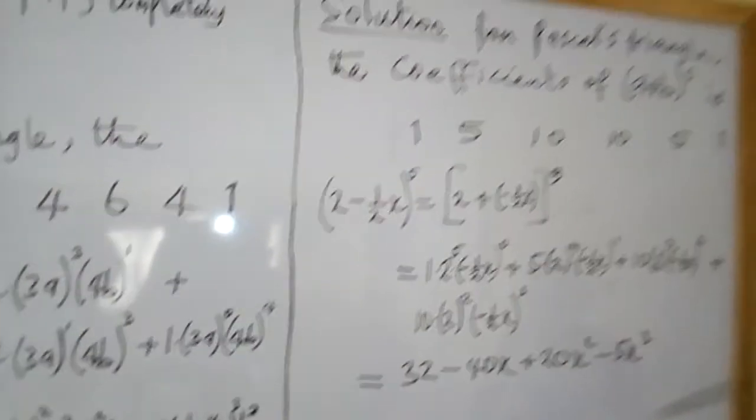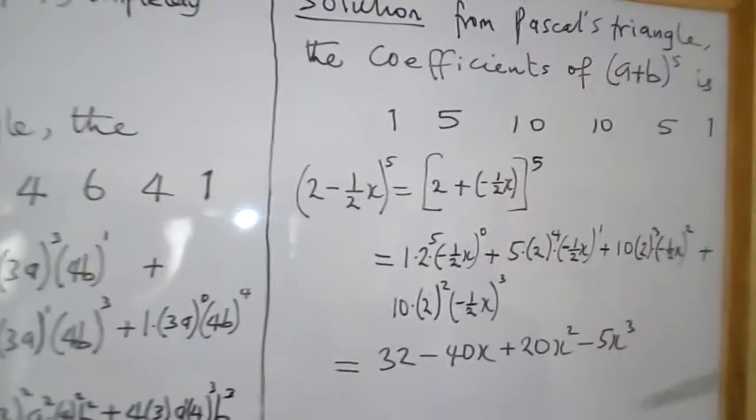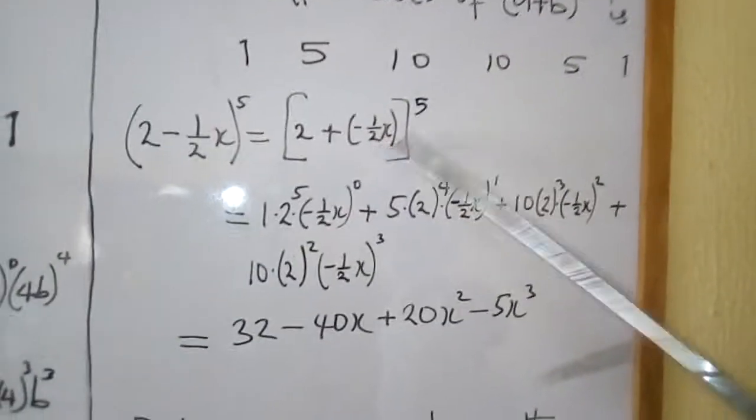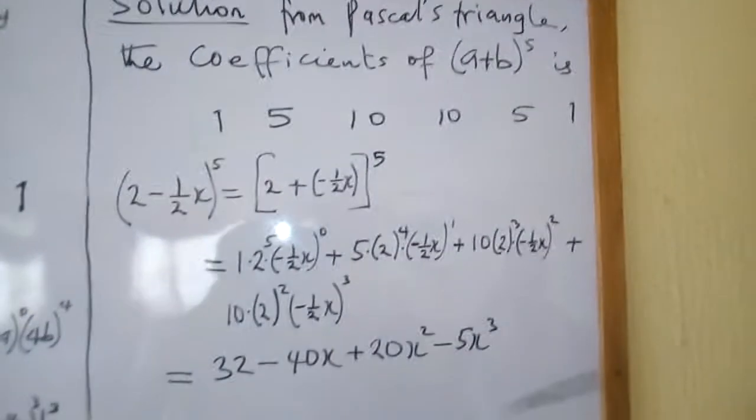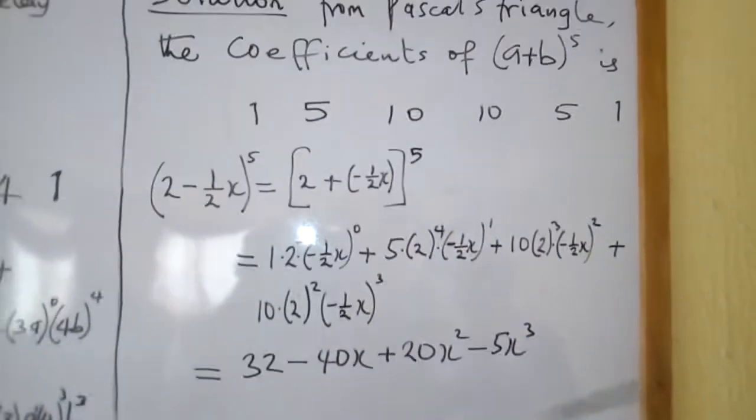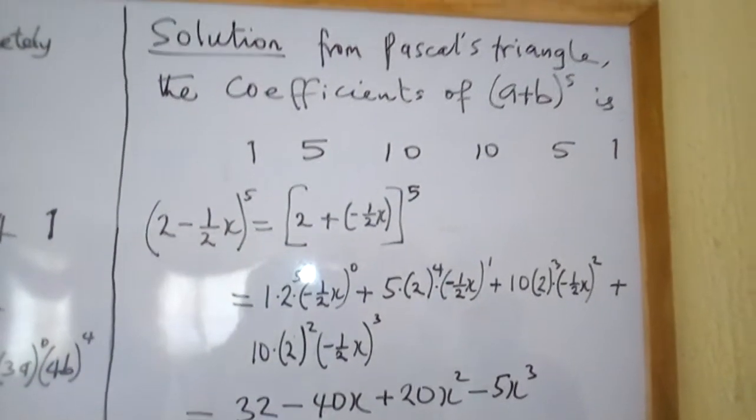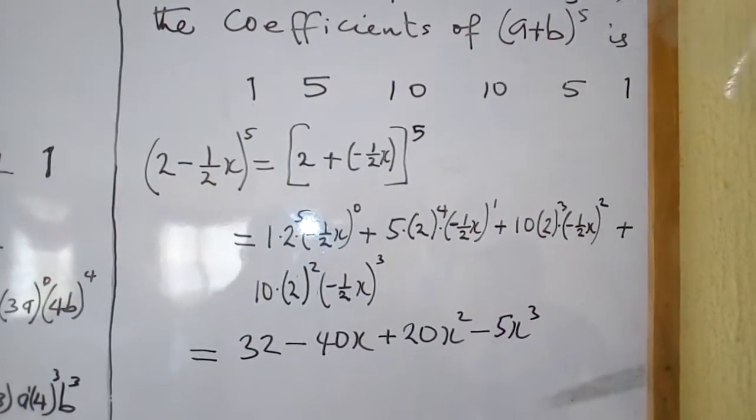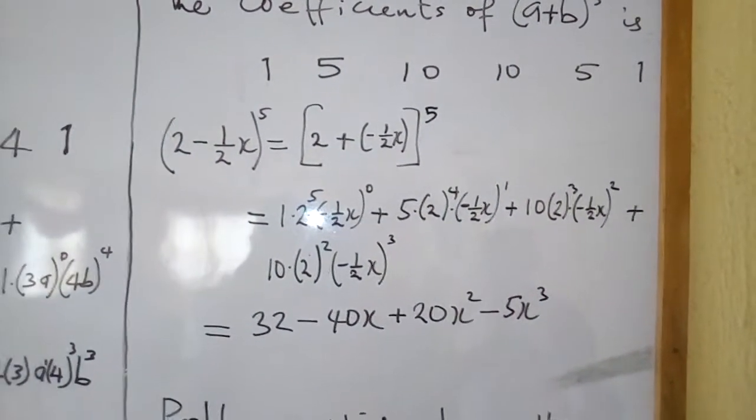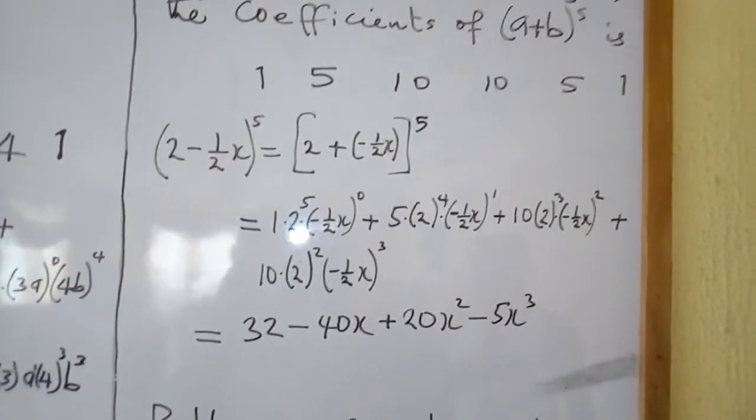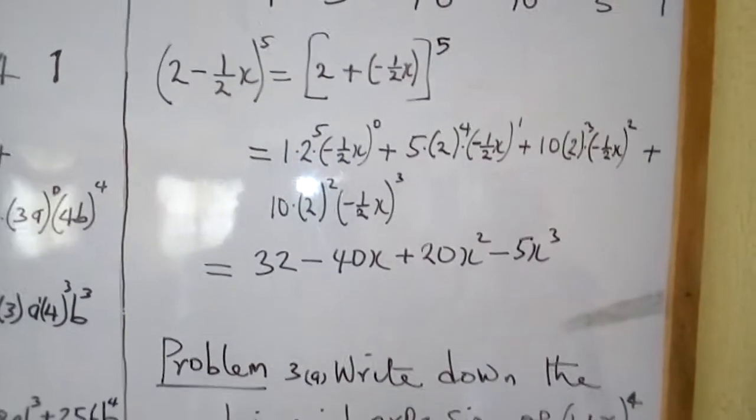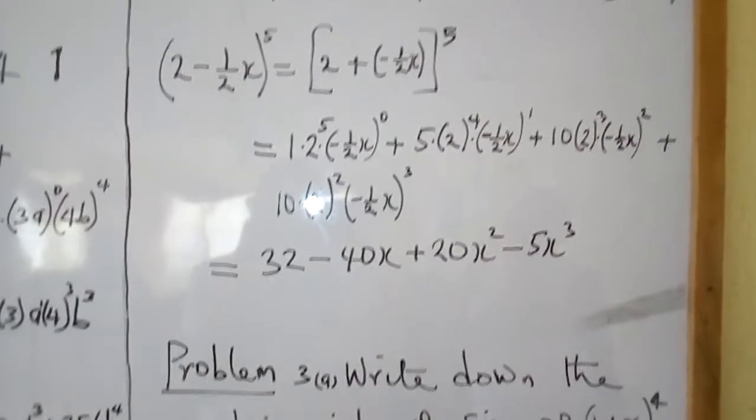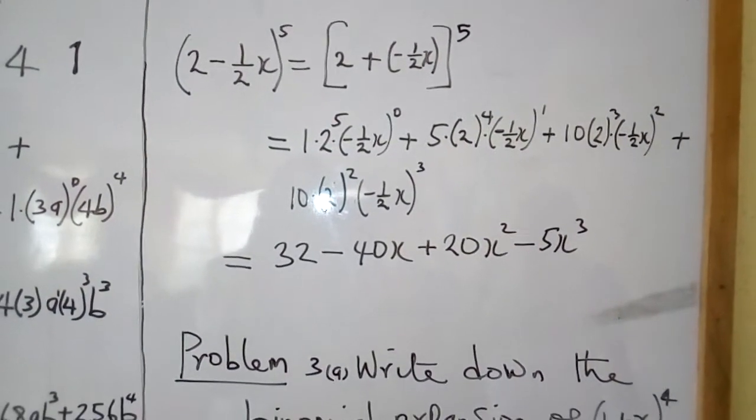All raised to power 5. 2 plus minus half x, all raised to power 5. Now we will have to rewrite it to take the form of a plus b, where a is 2 and b is minus half x, and everything is raised to power 5.